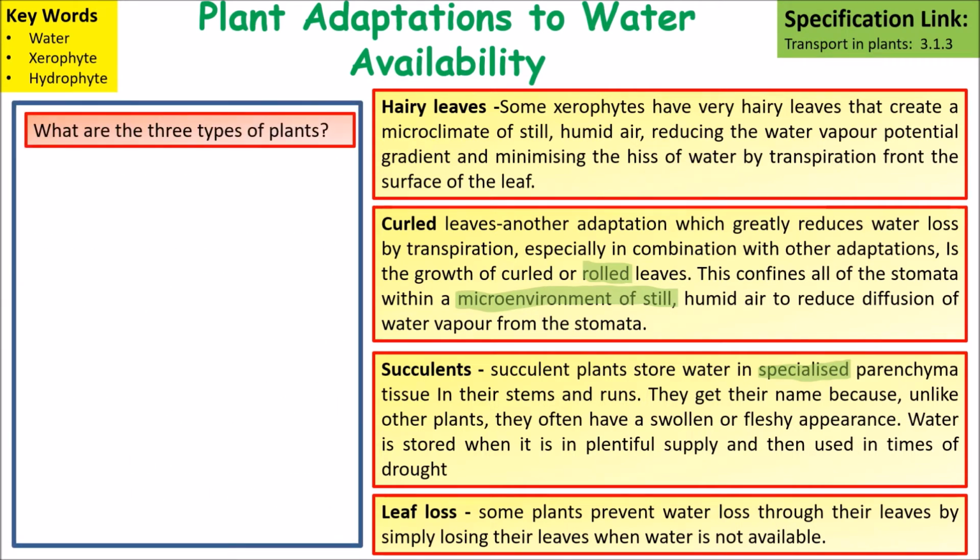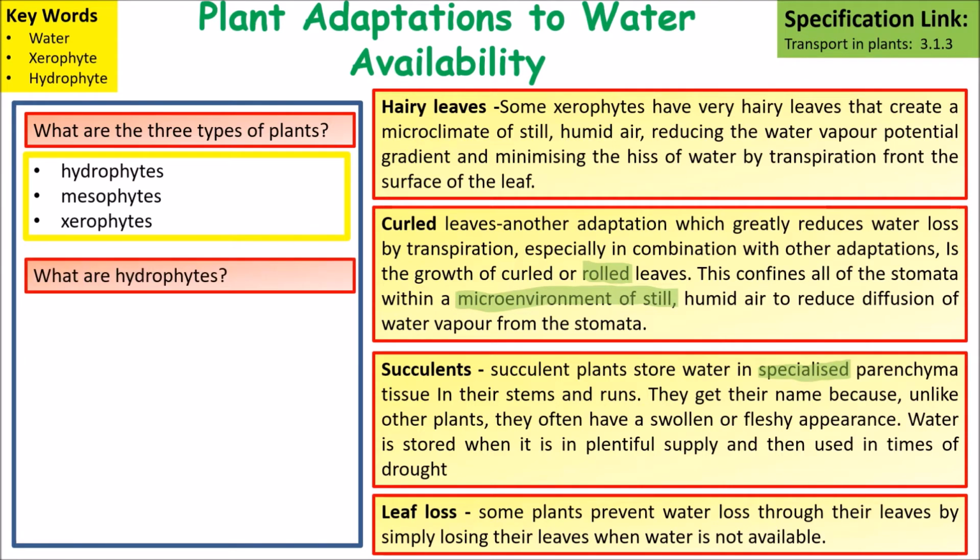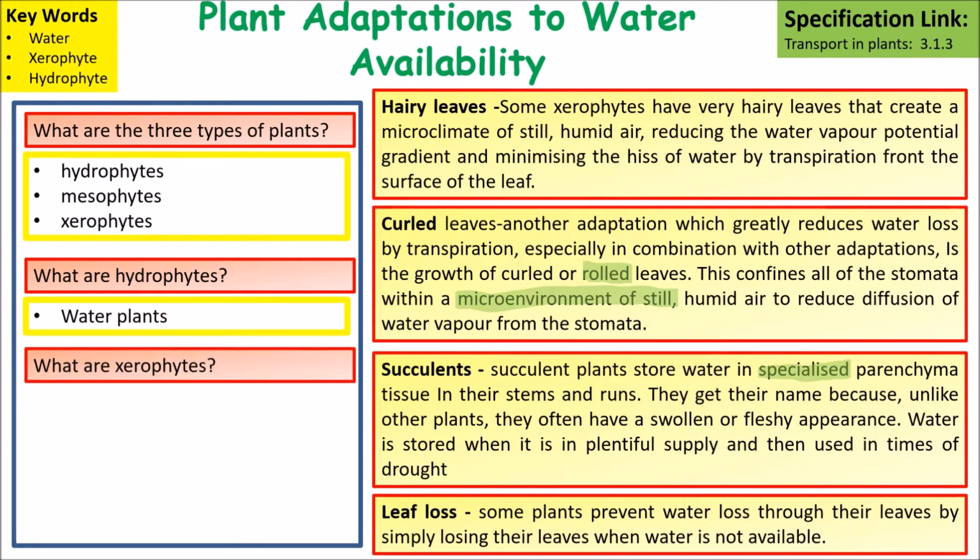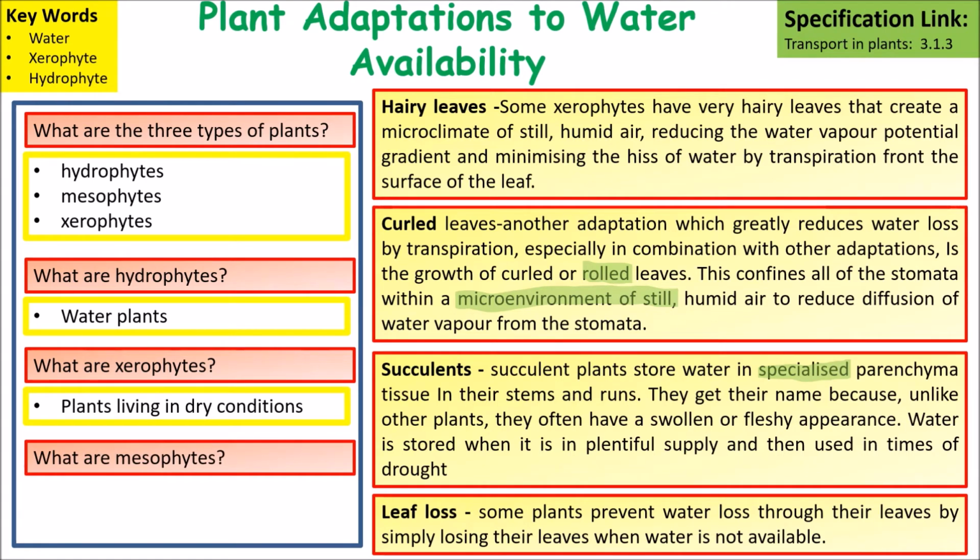So if we're looking at what the three types of plants are, they're going to be hydrophytes, mesophytes and xerophytes. Hydrophytes are water plants. Xerophytes are plants living in dry conditions, and mesophytes are plants living under normal conditions.